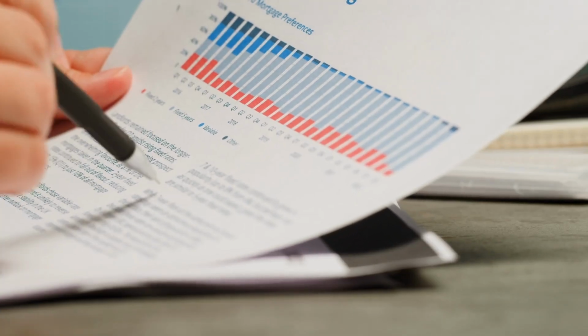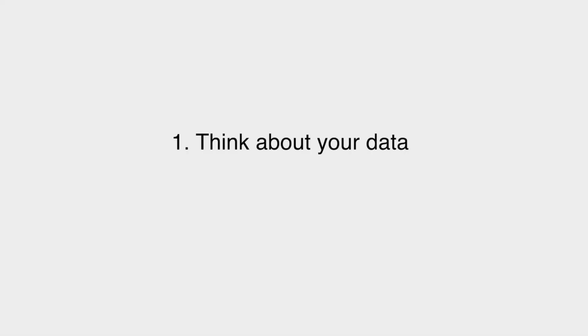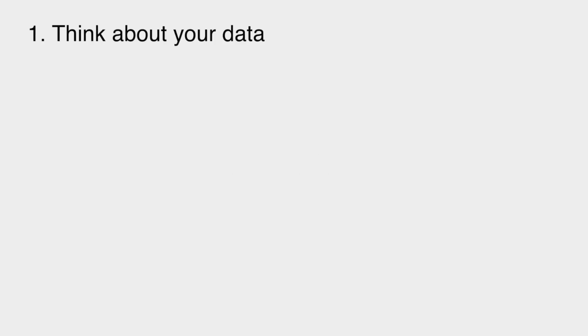But how can you decide if your data is or is not normally distributed? Well, here are some ways to do it. The first is think about your data. And the second is statistical testing. If you think about your data, you can already get an idea of how your data is distributed.